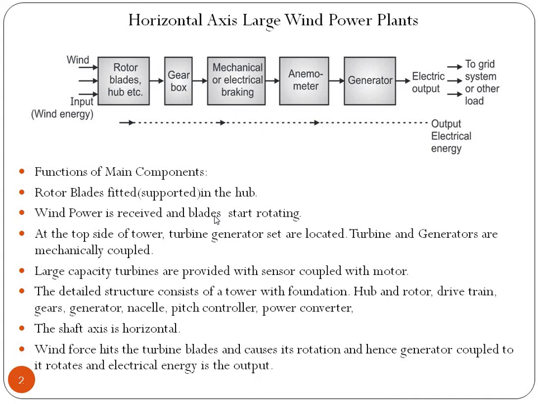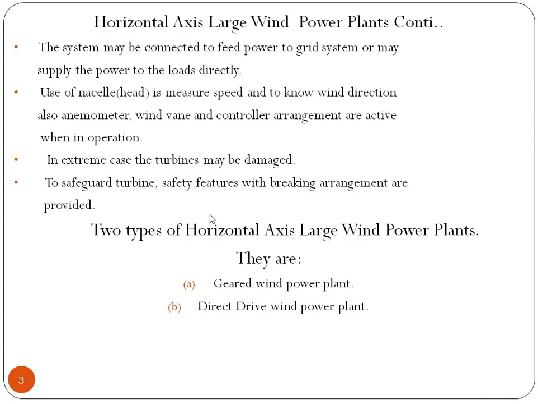In horizontal axis wind power plants, there are two types: geared wind power plants and direct drive wind power plants. In geared wind power plants, a number of gears maintain the speed at 1500 RPM so that the frequency generated by the generator is 50 Hz. In the direct drive wind power plant, the turbine is directly connected to the generator and there is no geared drive.